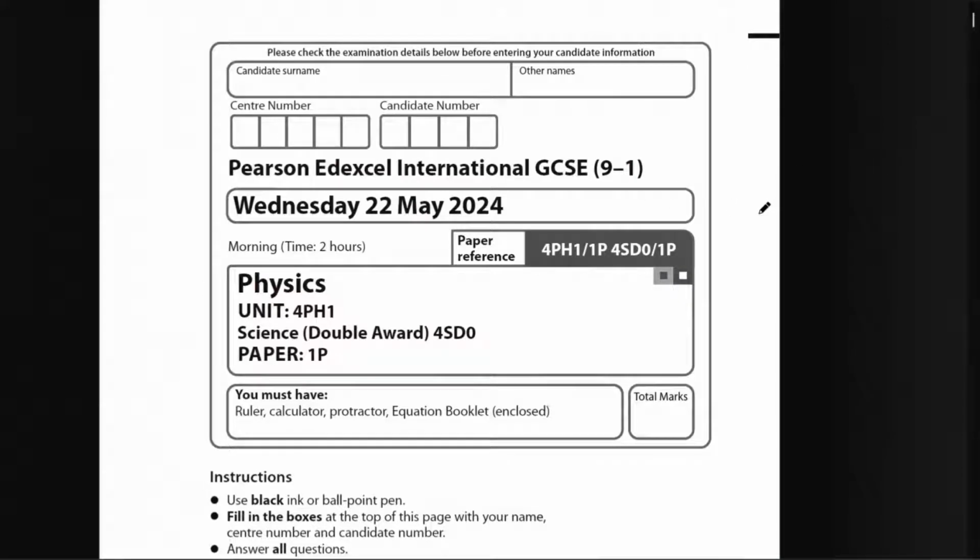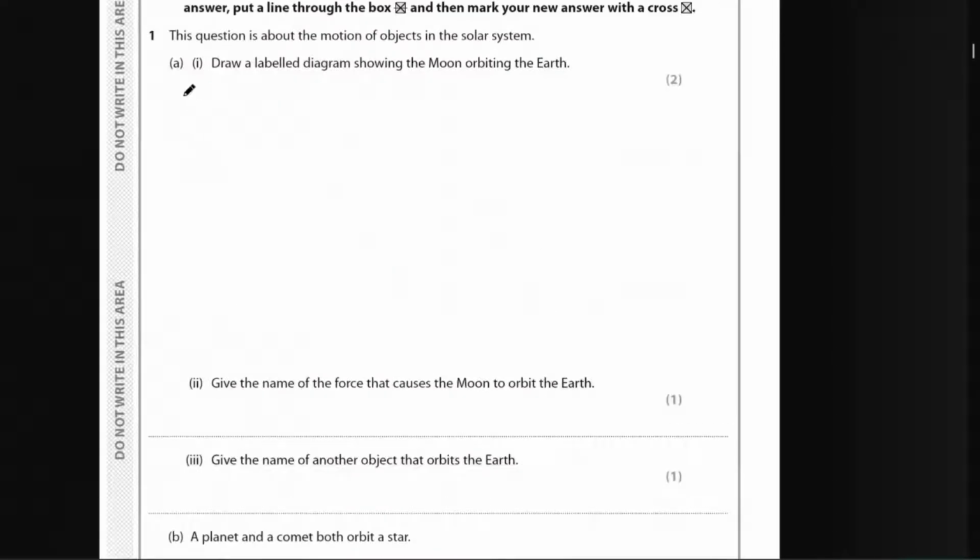Hi everyone. In this video, we're going through the May 2024 past paper for Pearson Edexcel International GCSE Physics, paper 1P. Let's look at the first question. Okay, so question number 1.